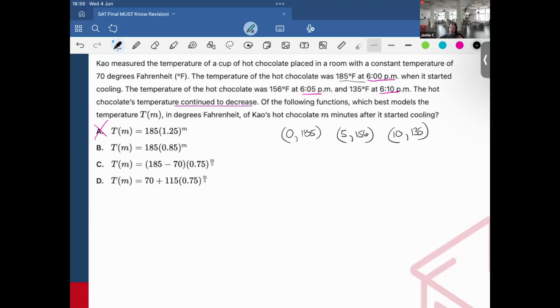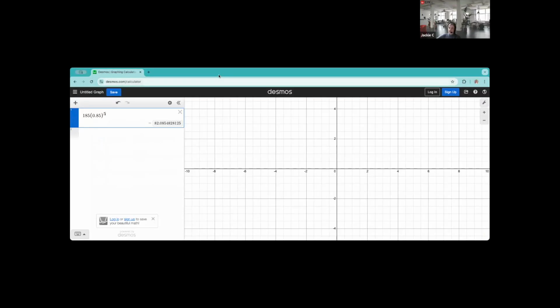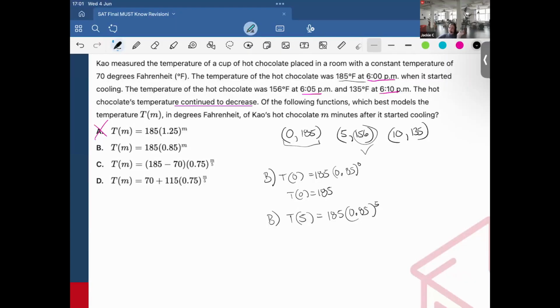We can answer this. So what we could do is, for example, if I try B, and B is a trap answer, I would say, because if I plug in how much time has passed, so T of 0 is equal to 185 times 0.85 raised to the 0, I do get that T of 0 is equal to 185, which is what this says. However, it has to be true for these two coordinates as well. If I plug in T of 5, and type in 0.85 to the 5th power, that needs to give me an output of 156. Typing that into Desmos, our amazing calculator built into the Bluebook app, it gives me 82.0 something, which is not going to work because it should give me an output of 156. So discard B.